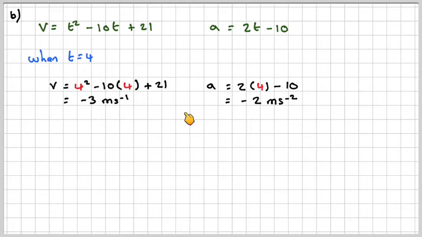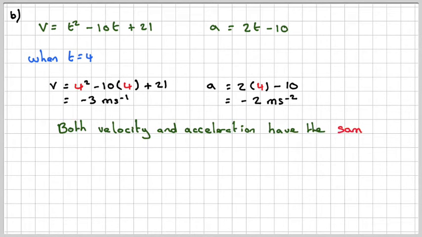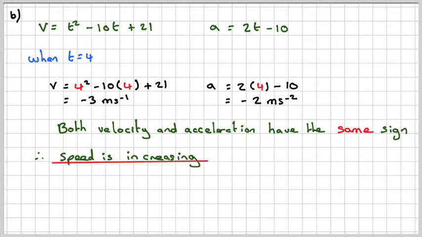We have the same sign here. That means the particle will be speeding up. When the signs are different for these things, the particle will be slowing down. So both velocity and acceleration have the same sign, therefore speed is increasing.